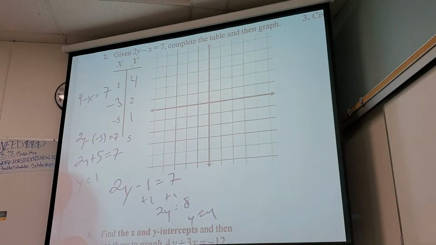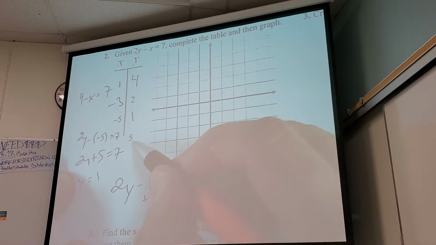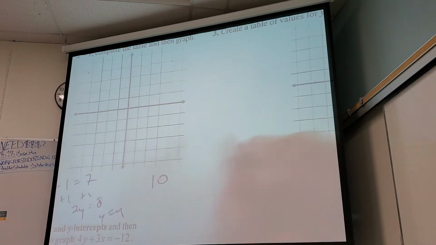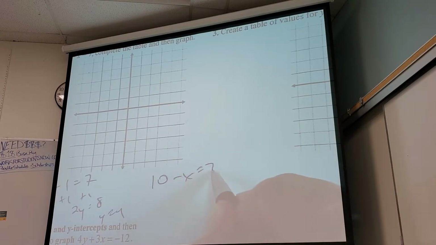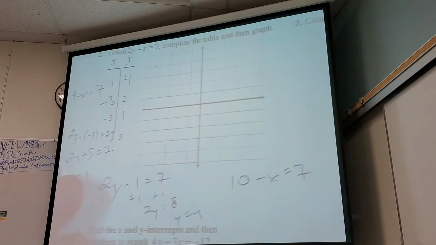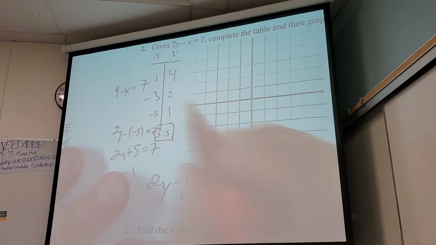And then I went and wrote over my poor little last thing. So put a 5 in for y. It'll be 10 minus x equals 7. So that's obviously 3. I subtract 3 from 10 to make it 7. Poor little dude. So then I just have to plot these.